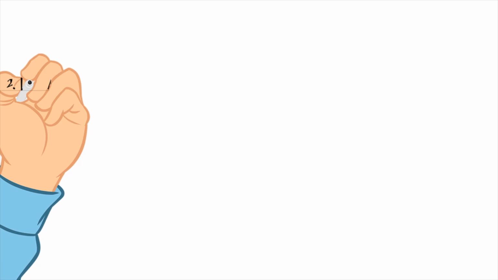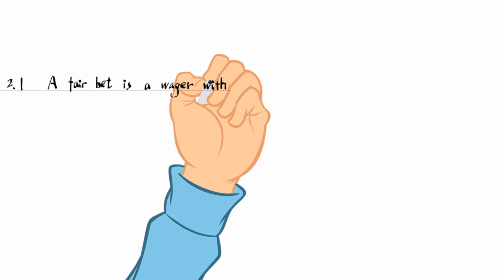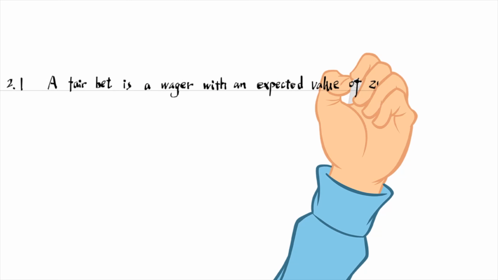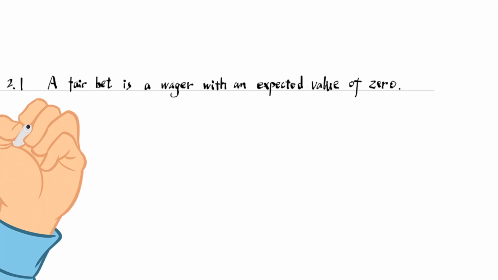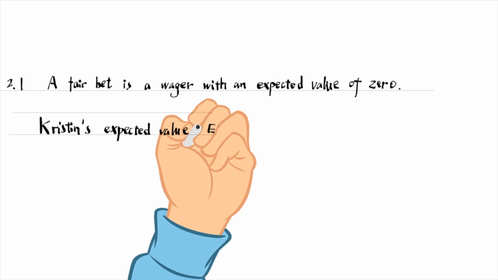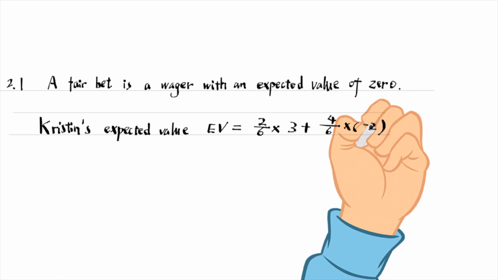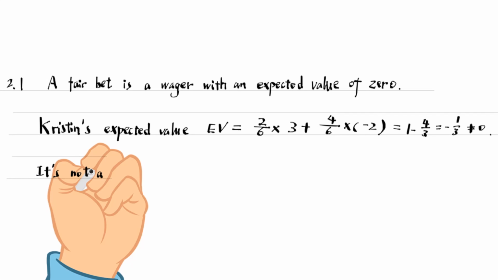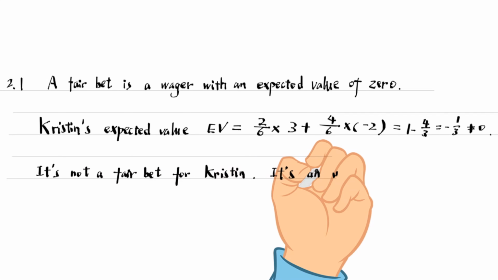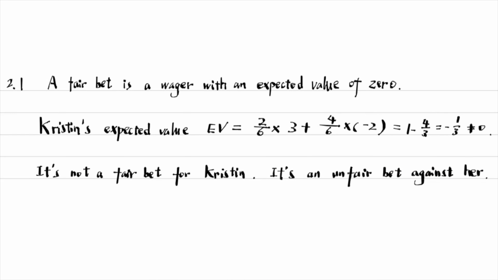A fair bet is a wager with an expected value of a certain initial wealth. Here, the initial certain wealth is 0, so a fair bet should have an expected value of 0. Kristen's expected value from the bet is negative, so it is not a fair bet for her. It is an unfair bet against her.